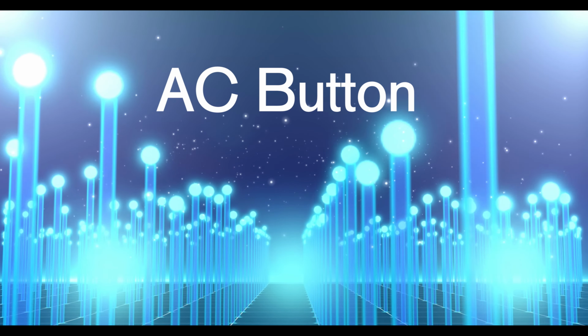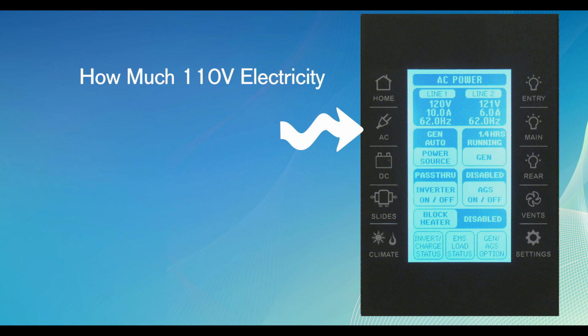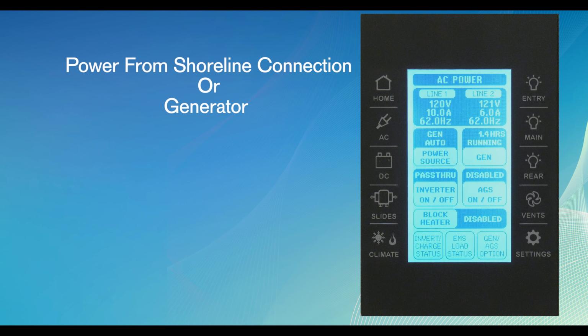The AC button. This button measures the amount of electrical 110-volt electricity coming into the motorhome. Electrical power from a shoreline connection or the generator feeds the information to this screen.